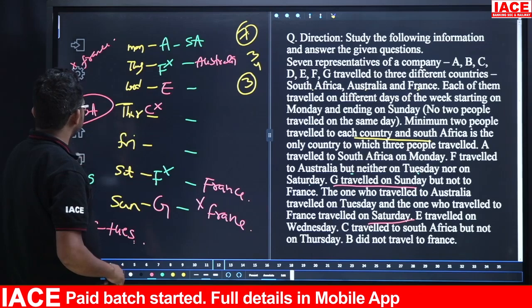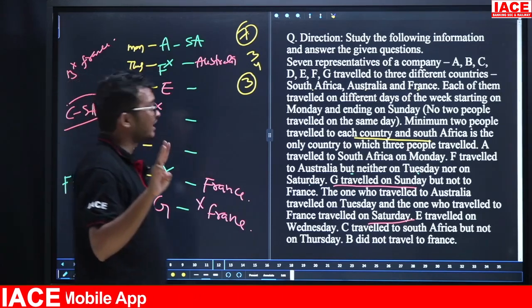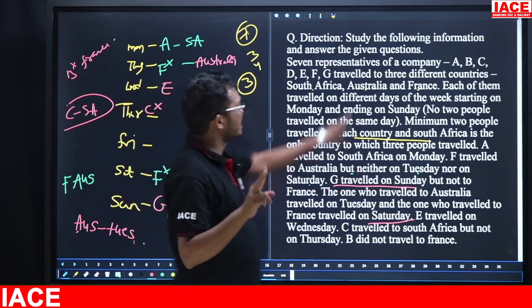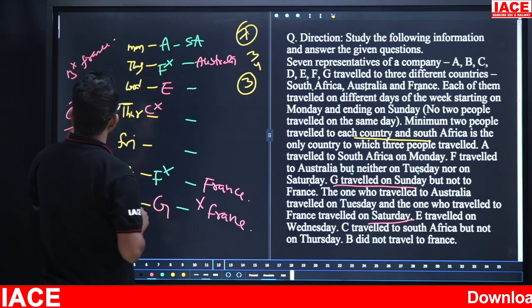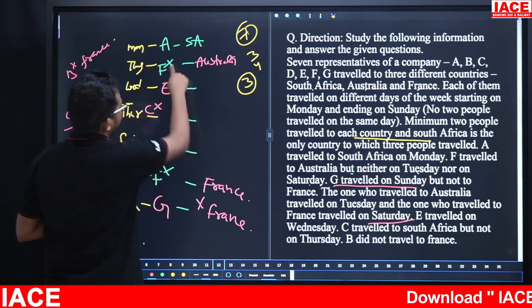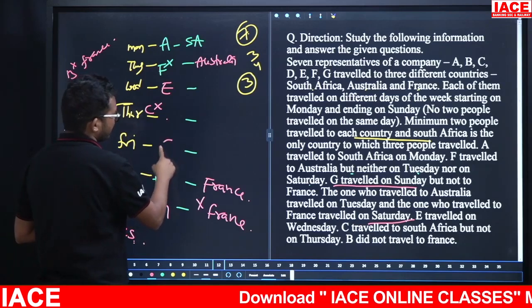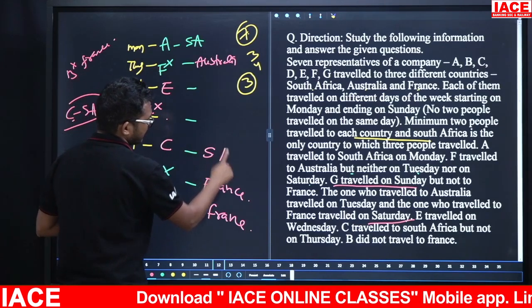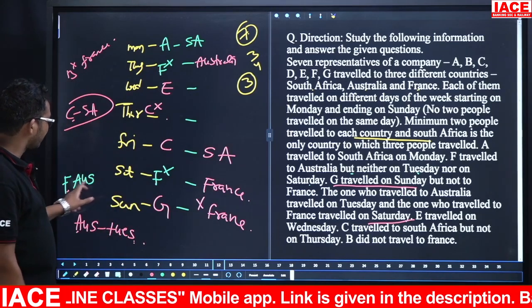Here they have given a total of 7 members: 3 should go to South Africa, 2 members to Australia, and the remaining 2 members to France. Now C belongs to South Africa. For C here, no chance. That means the only possibility for C is this one, South Africa. Next, F belongs to Australia.